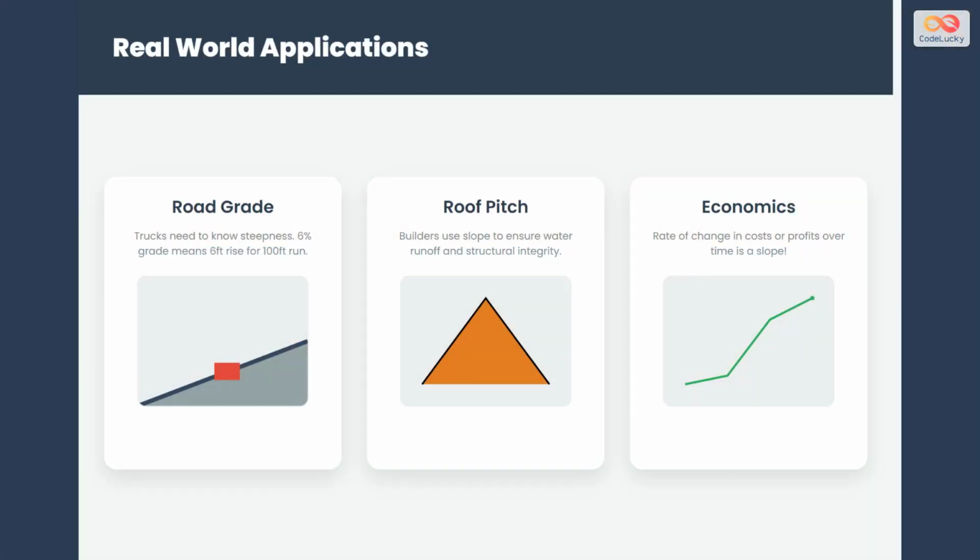Why is this useful? Slope is used everywhere in the real world. Engineers use it to design safe roads and wheelchair ramps. Builders use it to determine the pitch of a roof. Even economists use slope to understand rates of change in costs and profits.